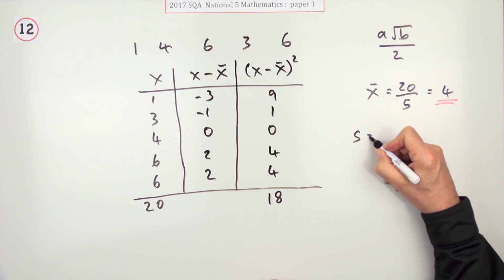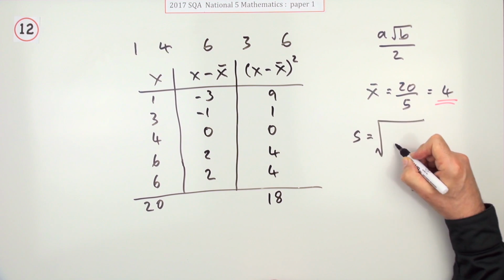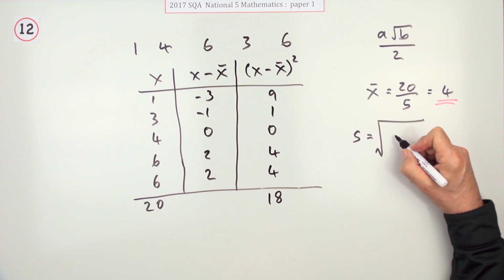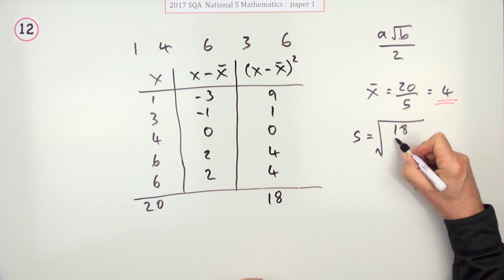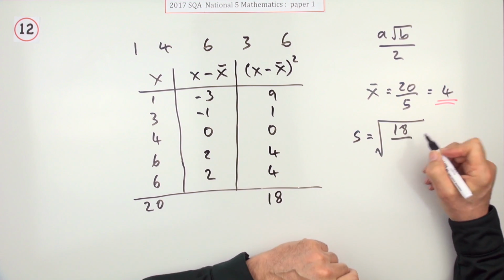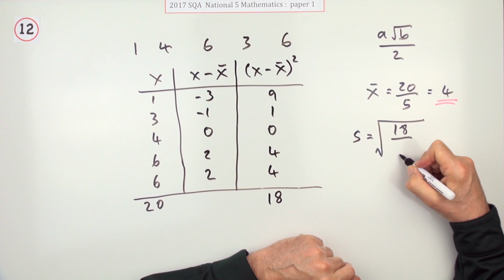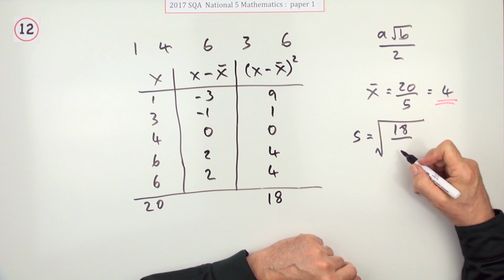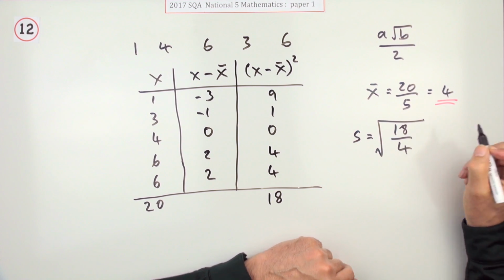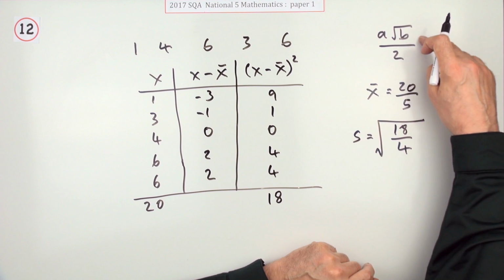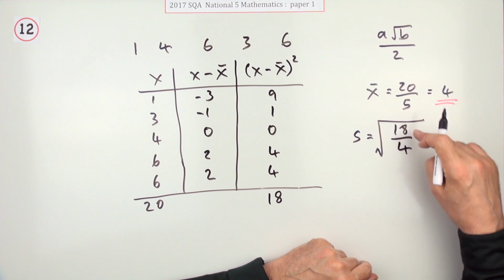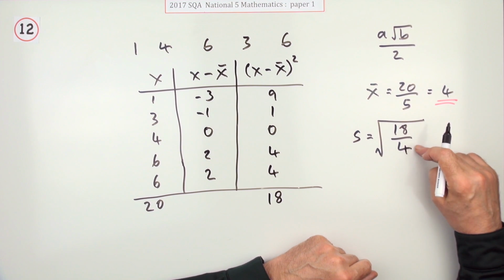So the standard deviation is going to be the square root of, you just look up the formula at the front, 18 over, but 1 less. Don't put it as 18 over 5. You'll never get it to look like this. It's 18 over 4. Now you can preempt the answer here because you are tempted to say, oh, just cancel that down to 9 over 2.